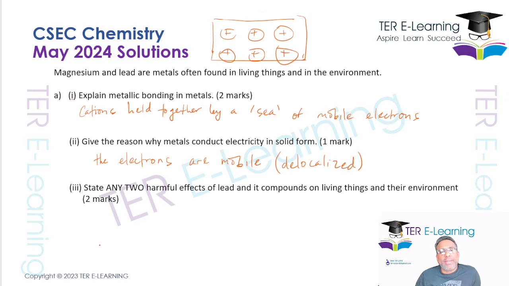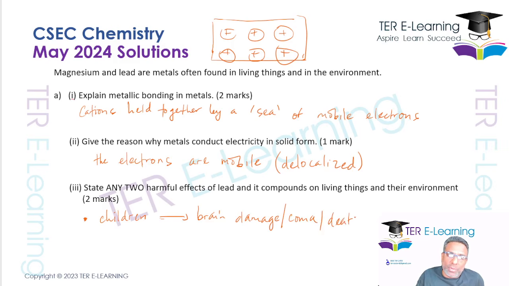Next thing, state any two harmful effects of lead and its compounds on living things and the environment, right? So we know that lead is very poisonous, right? In the case of children, right? If children were to get lead into their system, what can happen is that you can have brain damage, right? You can have brain damage, neurological disorders, right? You can have coma, you can have death, right? All of this could be caused from lead poisoning in kids, right?